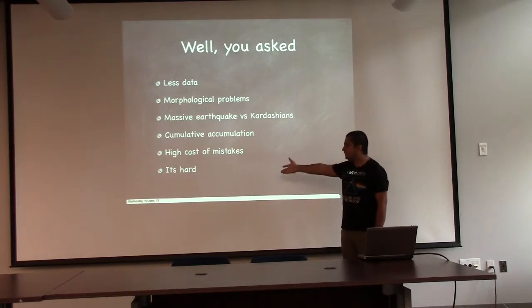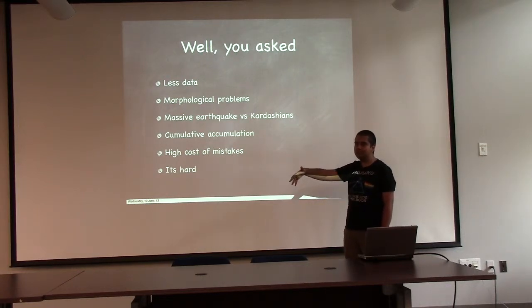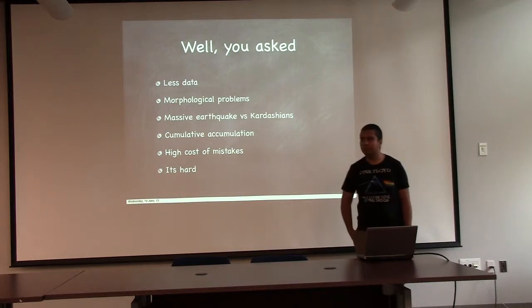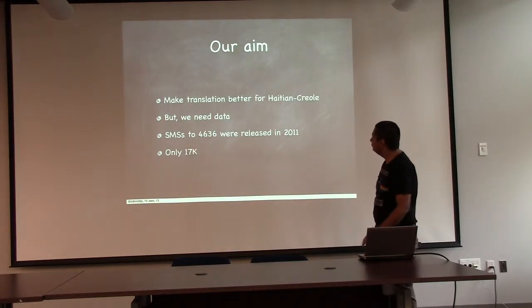And there's a high cost of mistakes. If the guy says he's in the south and you say that he's in the north, then you kind of don't provide the relief. So you cannot afford to make so many mistakes when it comes to these kinds of cases. And these problems make it much harder to do instant machine translation.